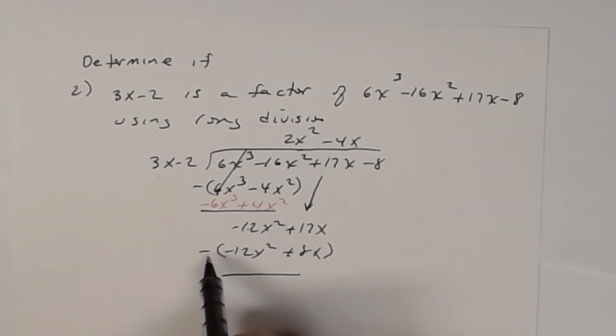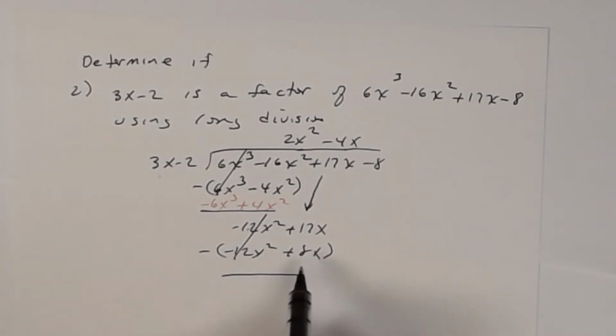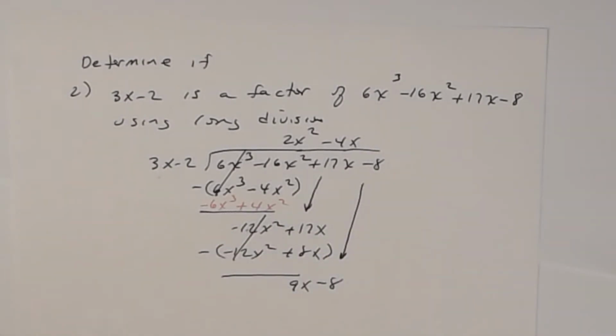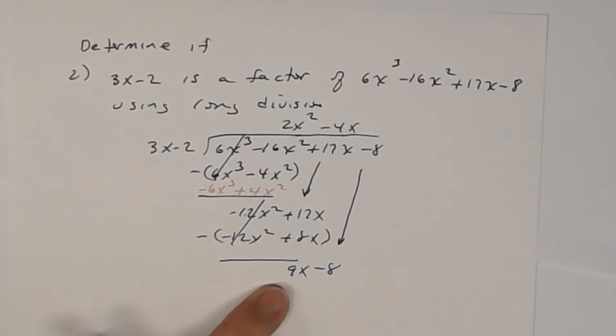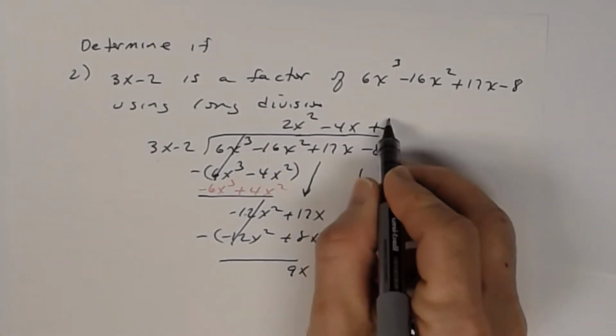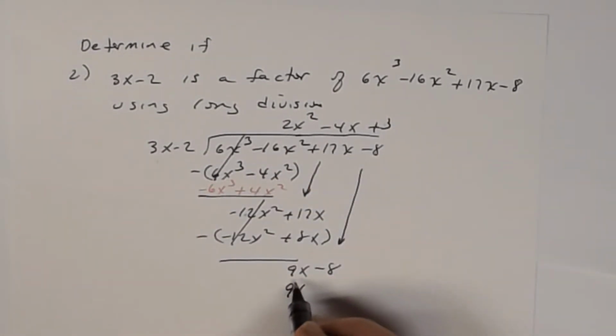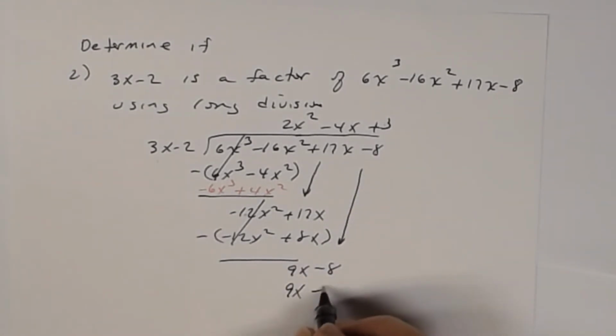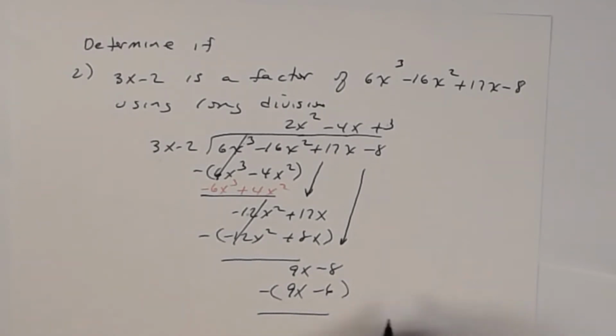And so negative 12x squared, subtract a negative 12x squared, that's 0. 17x subtract 8x, that's going to be, what's that, 9x? All right, so you can get 9x. And then you bring down the next term. You do the division all over again. 3x into 9x is a positive 3. 3 times 3x is 9x. You better get 9x here so they can cancel out. 3 times negative 2 is a negative 6, and then you subtract.